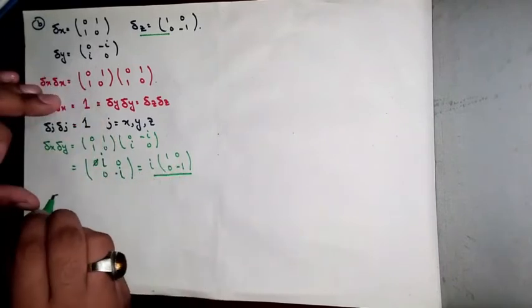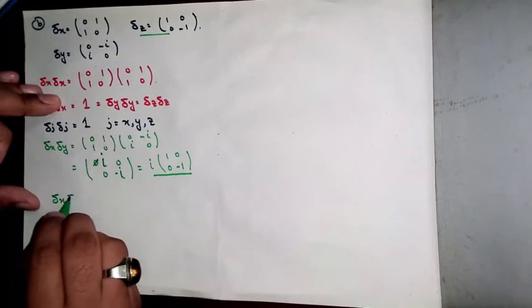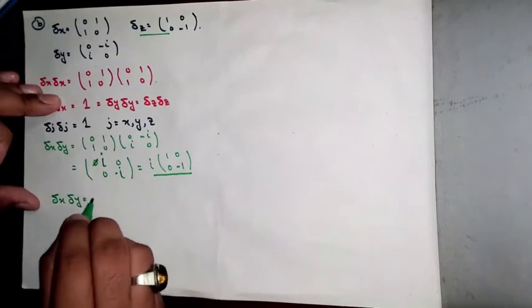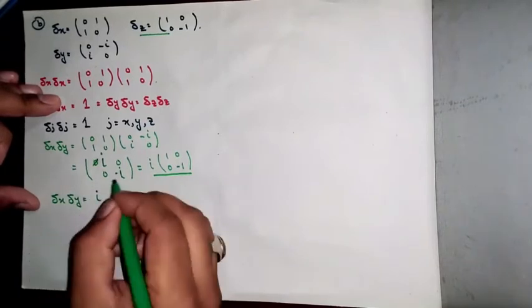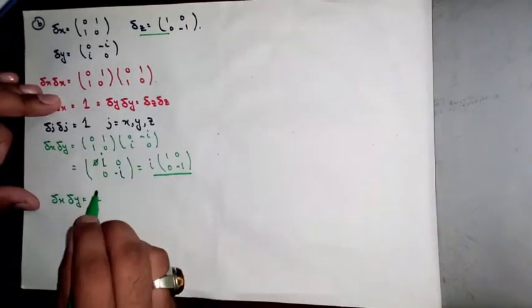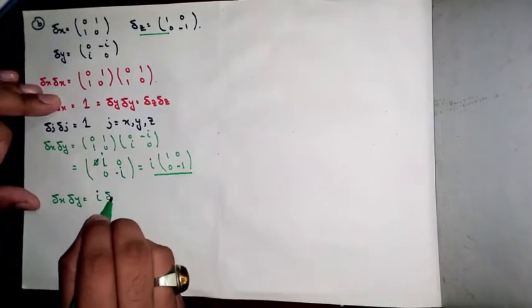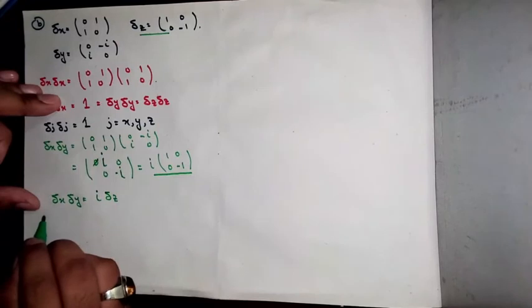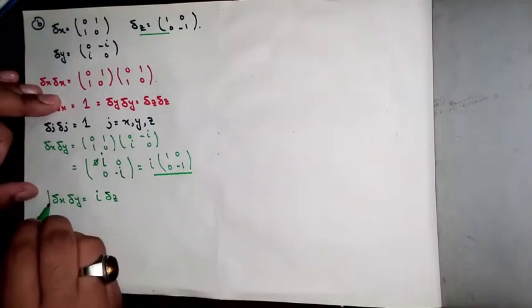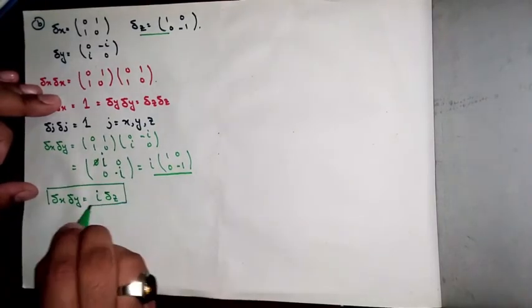So sigma x and sigma y will be equal to iota, still remain the same, and here I can put the sigma z from the 4.148 equation. So I can get this answer.